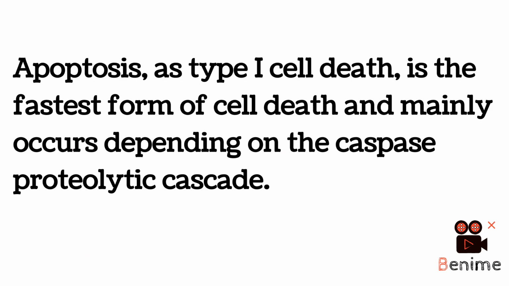Apoptosis. This is a type 1 cell death, the fastest form of cell death, and mainly occurs depending on the caspase proteolytic cascade. Generally, this cell death is everywhere in the body. This is the normal physiology which occurs inside the body, and it is the fastest form of cell death, and it proceeds mainly via the extrinsic and intrinsic pathways.